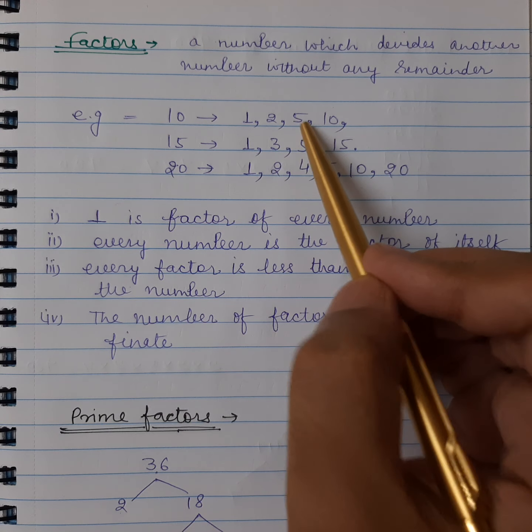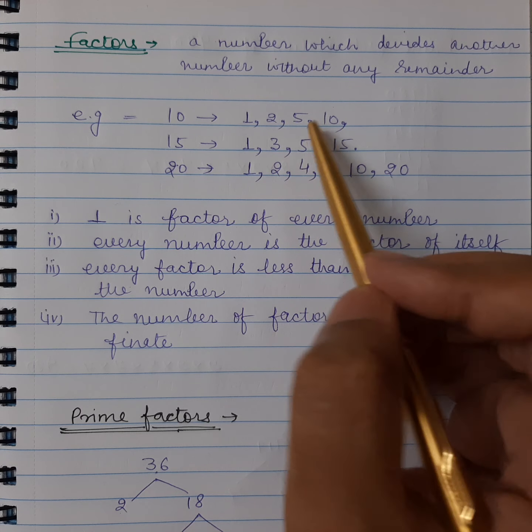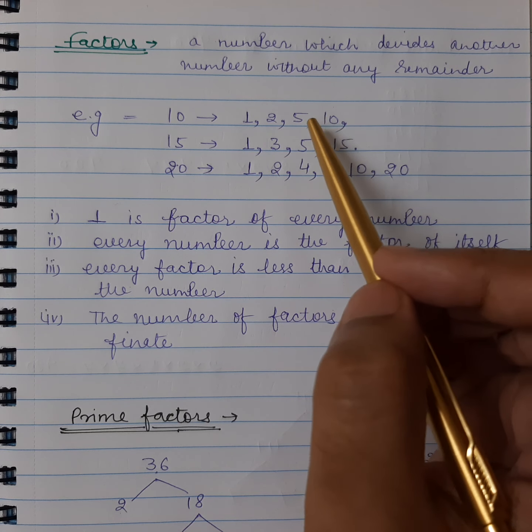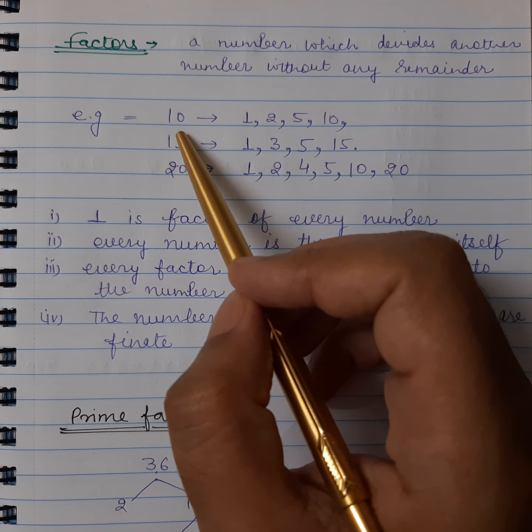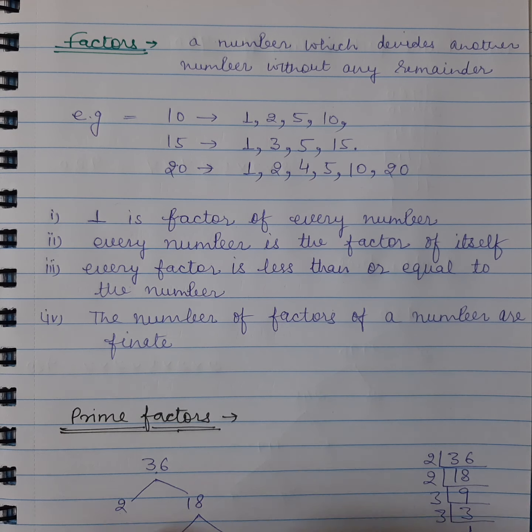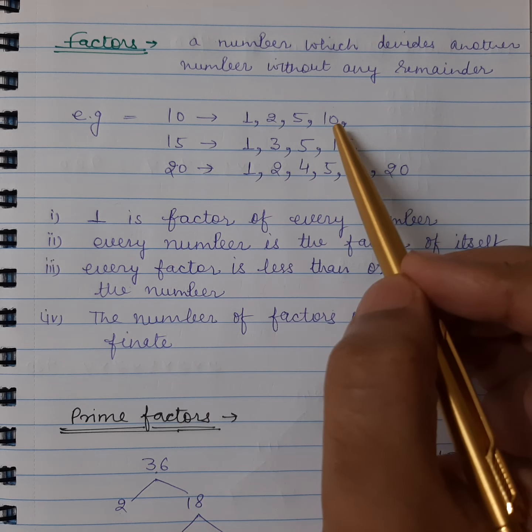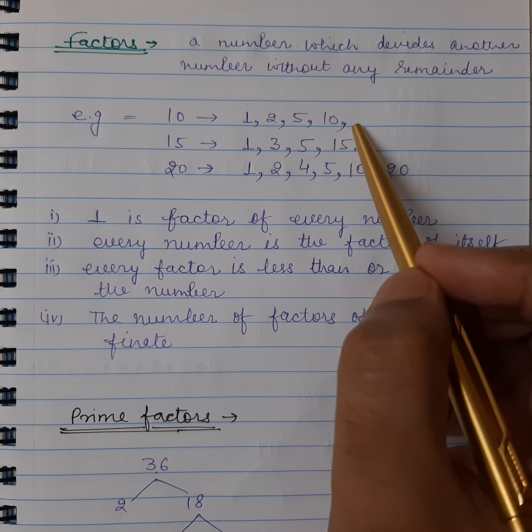Then 5 is a factor of 10 because we'll not get any remainder, and after 5 we don't have 6, 7, 8 or 9 as a factor of 10 because if we divide 10 by those numbers we'll get a remainder. And then 10 is a factor of 10 because we'll get no remainder.